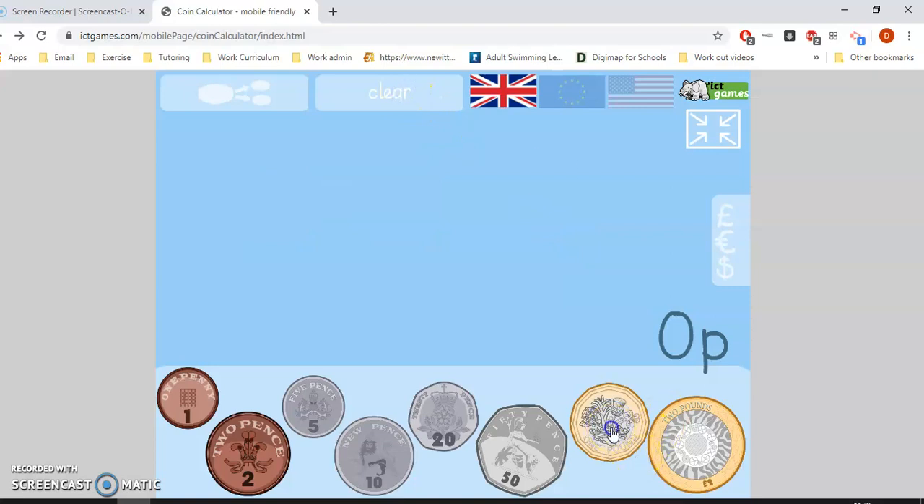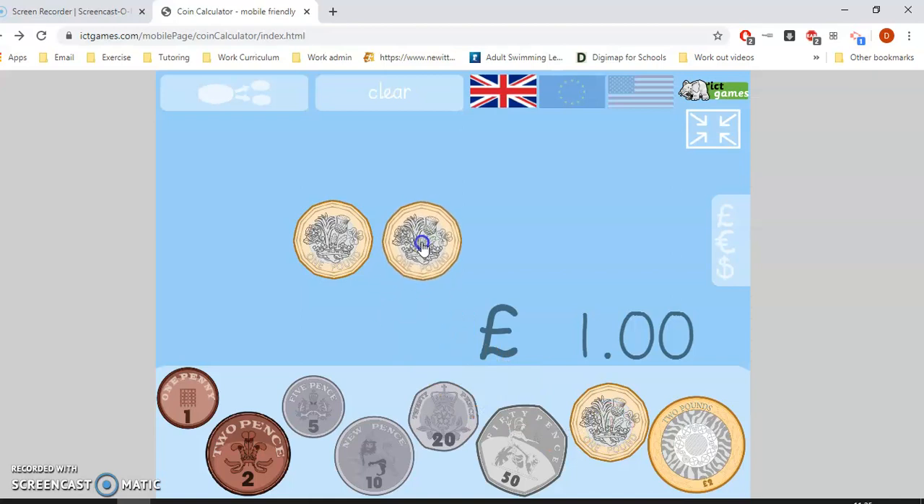This time let's look at some of our bigger coins. So when we're using the pounds and £2, we start seeing our money like this. So we've got our pound sign and showing there as £1. And here, when I let go, double £1 gives us £2.